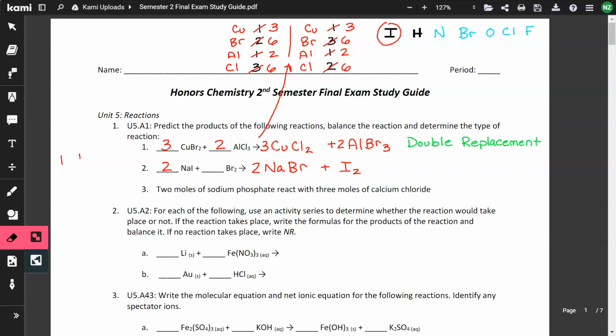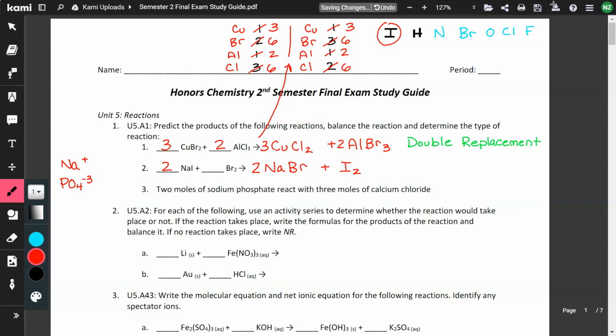Just so we have some more room to work. Okay, so sodium phosphate, so Na, and then phosphate is PO4, and it's a -3 charge. Sodium is a +1 charge. Okay, and then calcium chloride, so Ca, Cl. Ca is +2, Cl is -1. Okay, this will be a double replacement reaction.